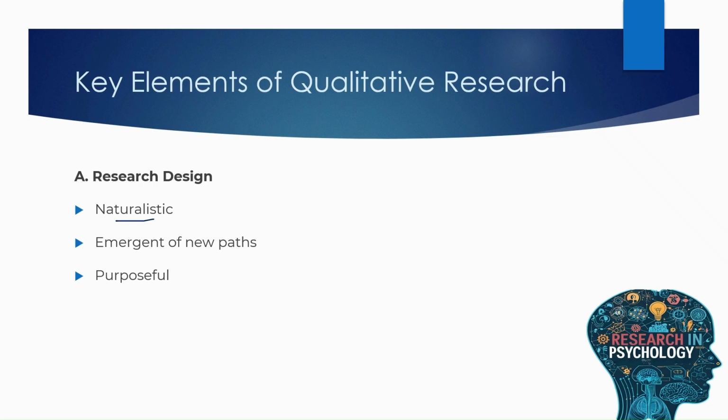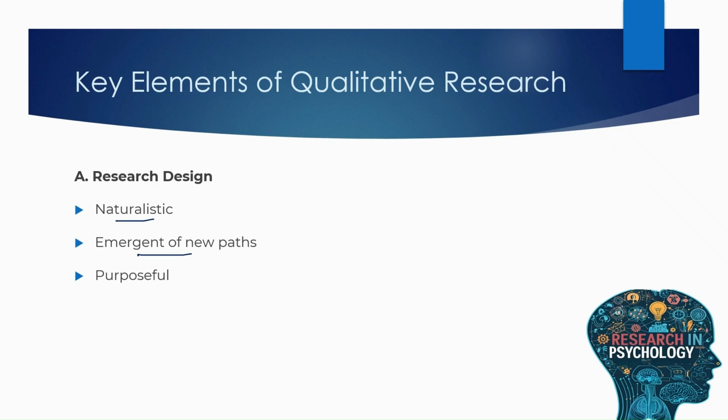Okay. Secondly, it's emergent of new paths. This means the researcher does not have to pre-plan anything. Like they do not have to follow any fixed plan or schedule or methodology. They can be flexible as and when they collect the data. If they feel they need to have a new route or a new way to continue with the study, they can adapt to the changes as it is necessary. Okay, so they have full flexibility to choose the path that opens in front of them as and when they continue with the study.